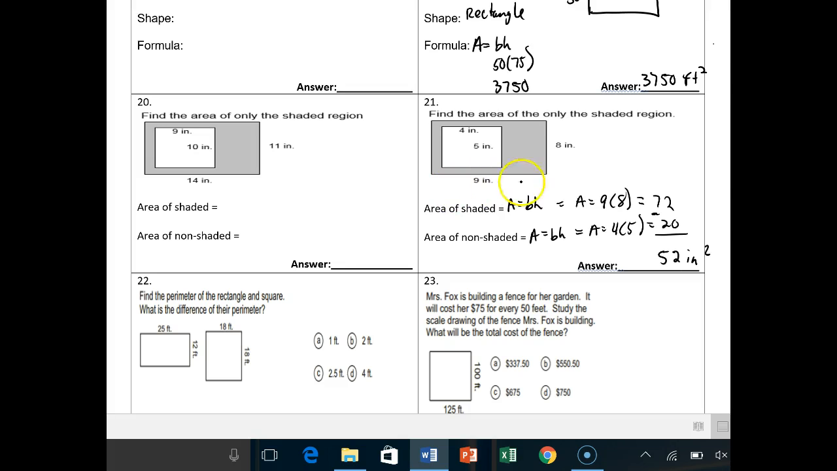So to recap, you found the area of the large rectangle, the shaded one. You found the area of the small rectangle on the inside. And I wanted just the shaded, so it's like I was cutting that area out of this whole area. So subtracting out 20, you get 52 inches squared.